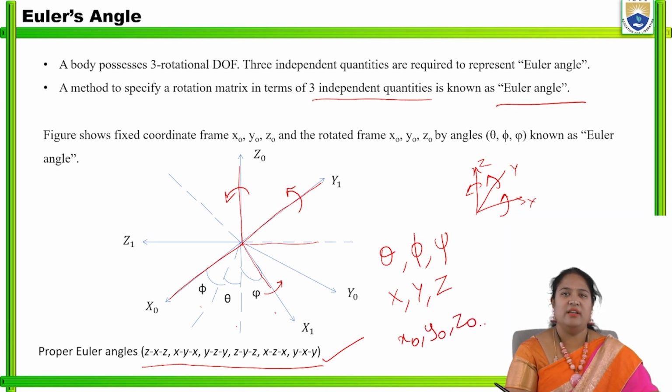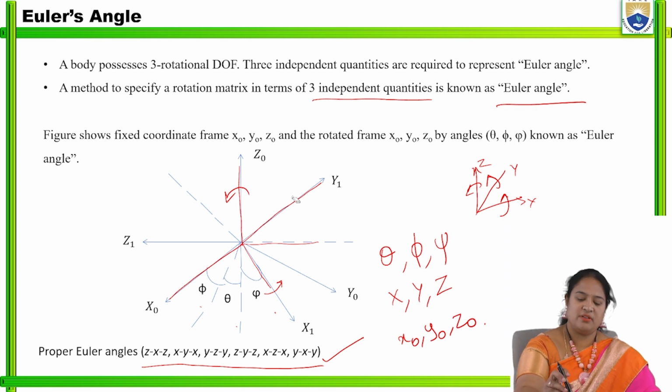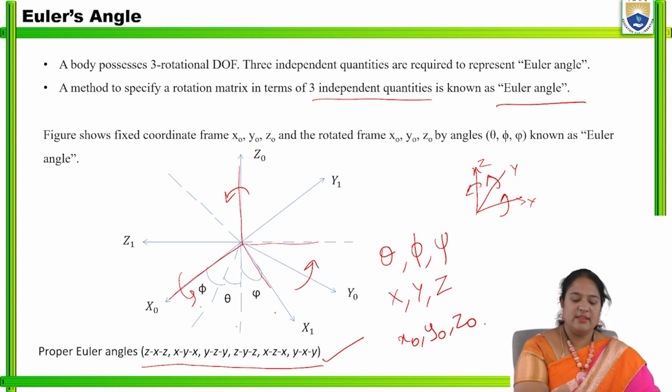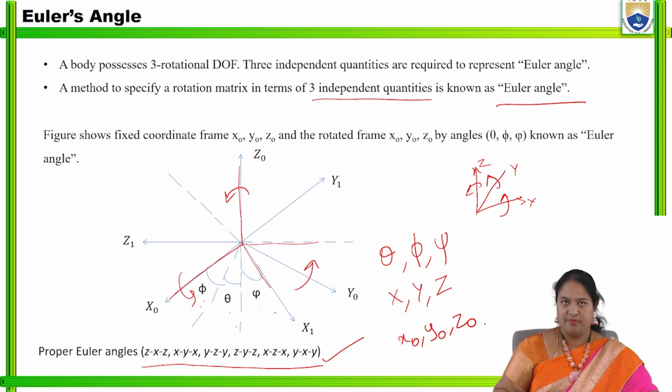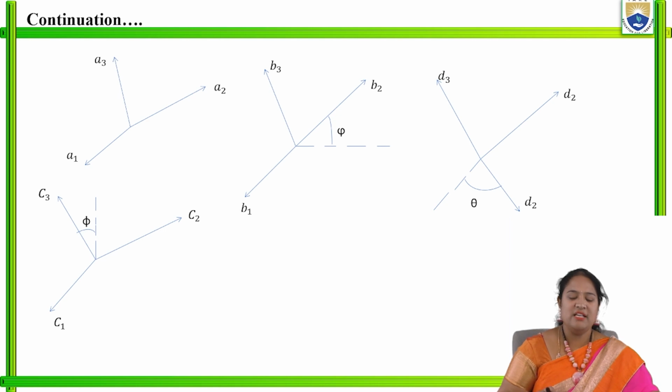And in these coordinates, the fixed coordinates are x, y and z. So these are the fixed coordinates which are rotating about their own axis, and the angles have been determined as phi, theta and psi. Clear? And those angles are called Euler's angles.